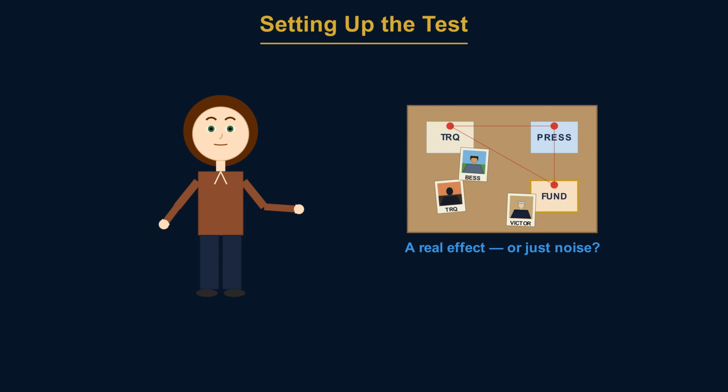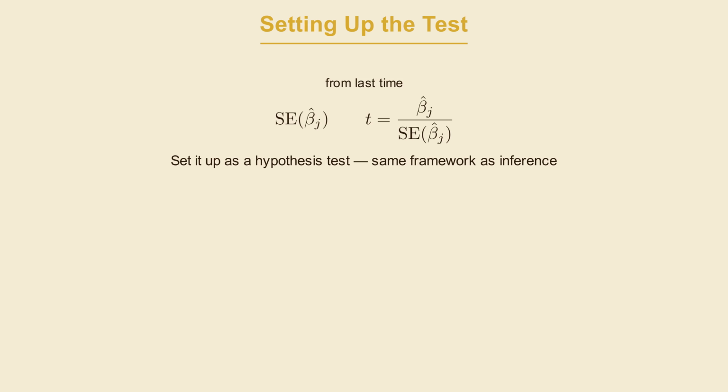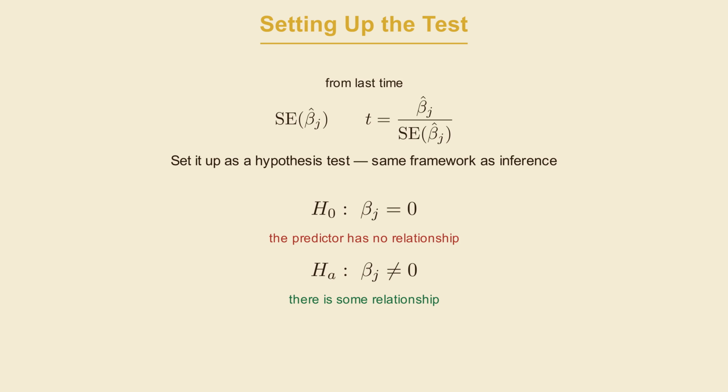She pulls up another page from her grandfather's records. Last time we built two pieces, a standard error for a coefficient and a t-statistic, which is the coefficient divided by the standard error. Now we're going to use them to actually make a decision. The setup is a hypothesis test, the same framework from the Inference module. For any single coefficient, the standard null hypothesis is that the coefficient is zero. In other words, that this predictor has absolutely no relationship with the outcome once we account for everything else in the model. The alternative is that the coefficient is not zero, and that there's some relationship in one direction or the other.